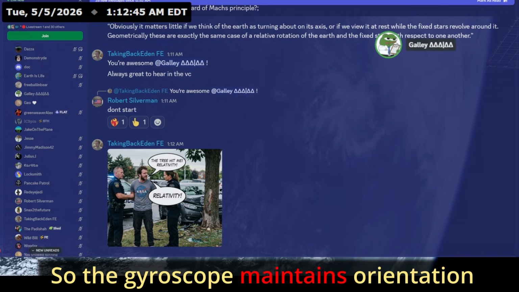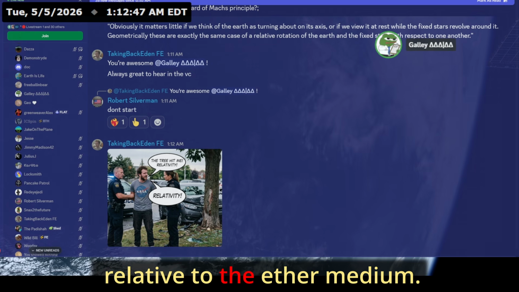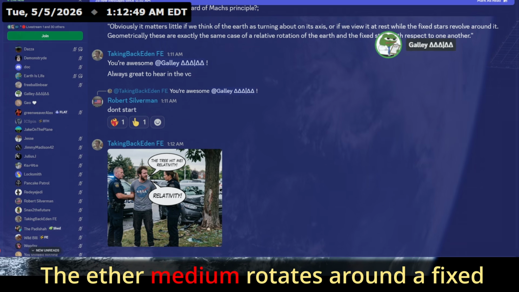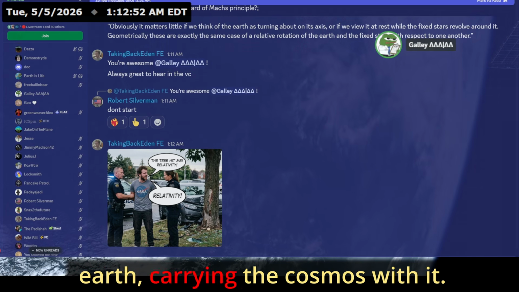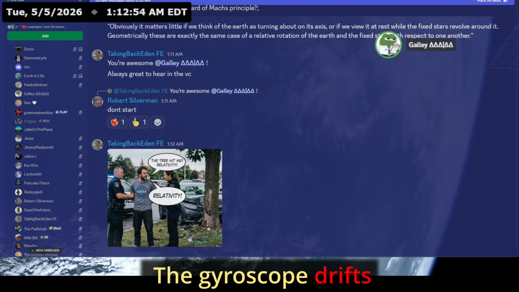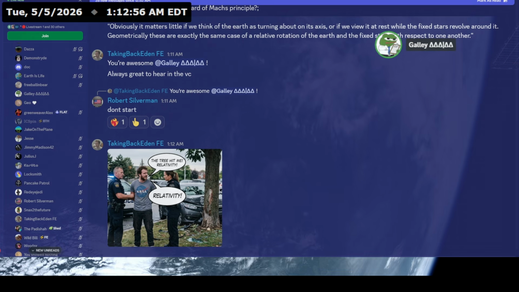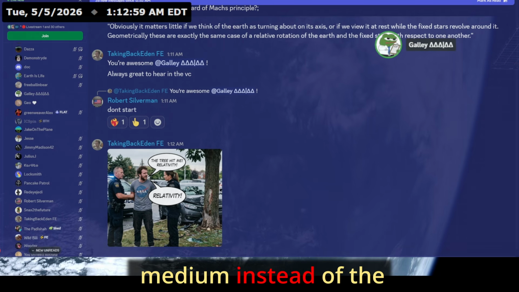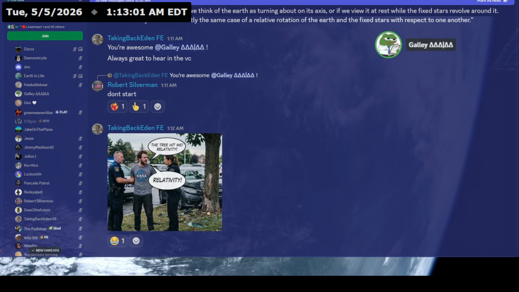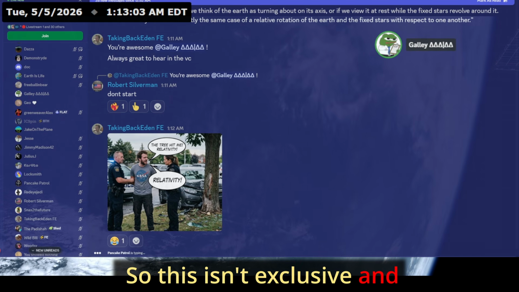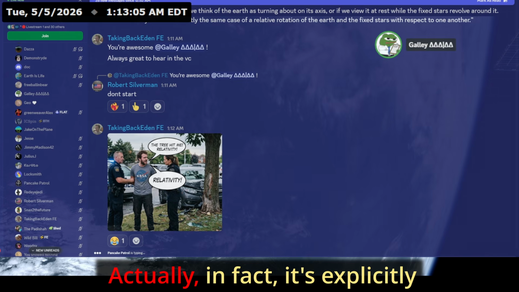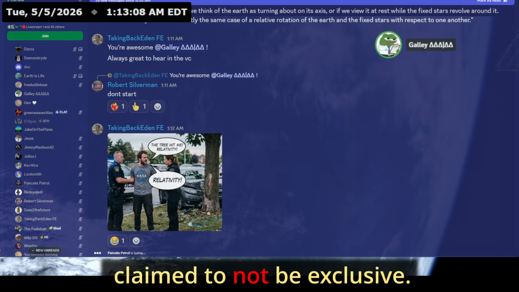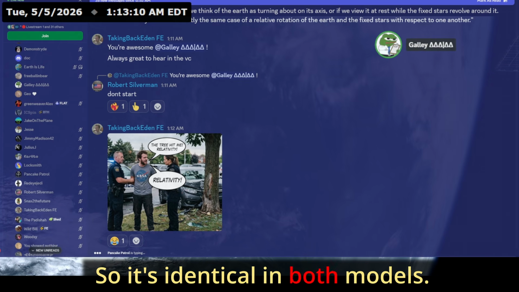So the gyroscope maintains orientation relative to the aether medium. The aether medium rotates around a fixed Earth, carrying the cosmos with it. The gyroscope drifts relative to the local ground. That reflects the rotation of the aether medium instead of the rotation of the Earth beneath. So this isn't exclusive, and no one would claim it to be. Actually, in fact, it's explicitly claimed to not be exclusive. So it's identical in both models.